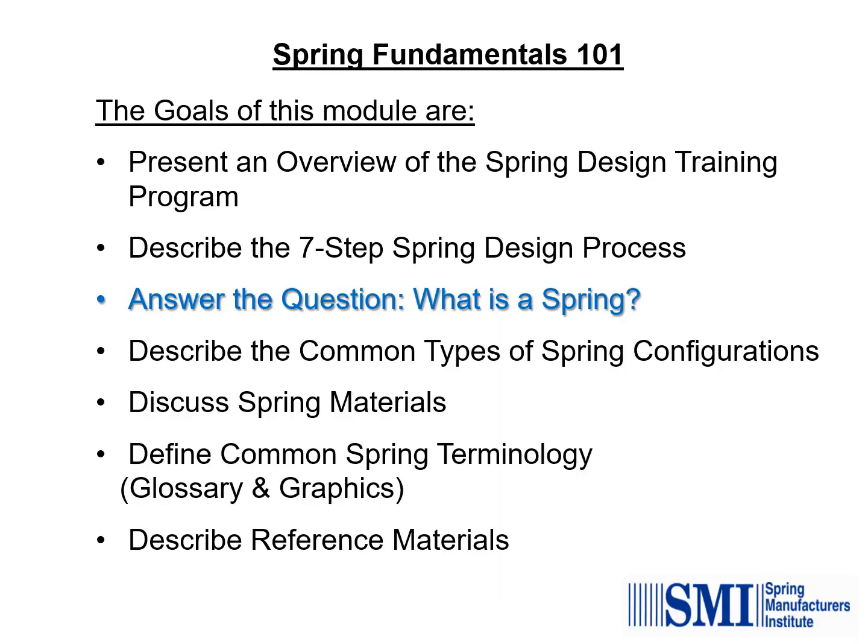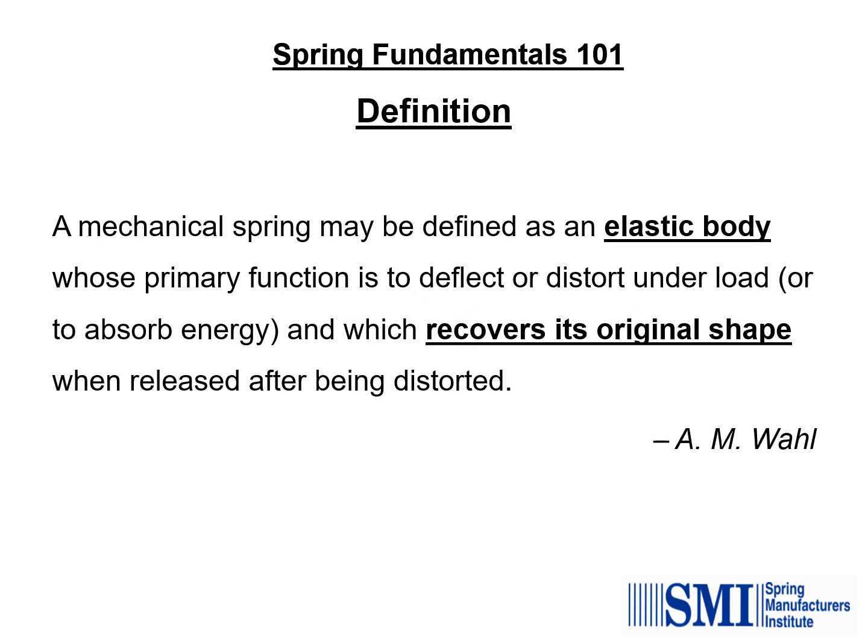I will now address the question, what is a spring? A mechanical spring may be defined as an elastic body whose primary function is to deflect or distort under load and which recovers its original shape when released after being distorted. Springs are flexible members that store energy. The amount of energy a spring can store is a function of the strength of the material the spring is made of.